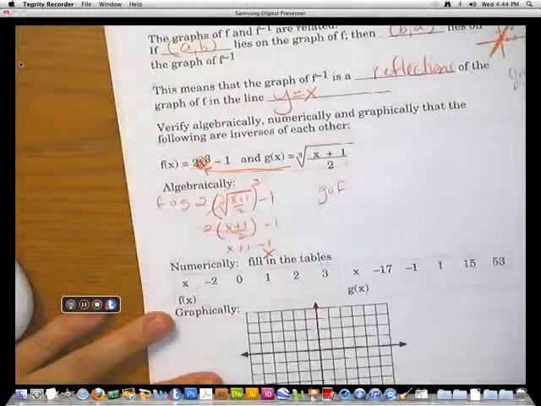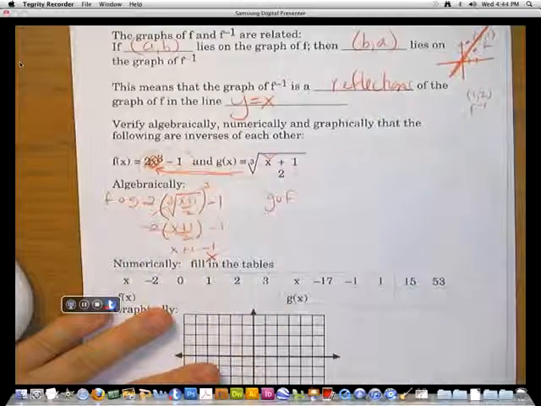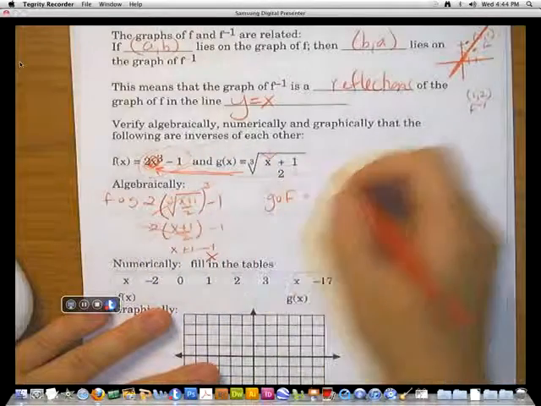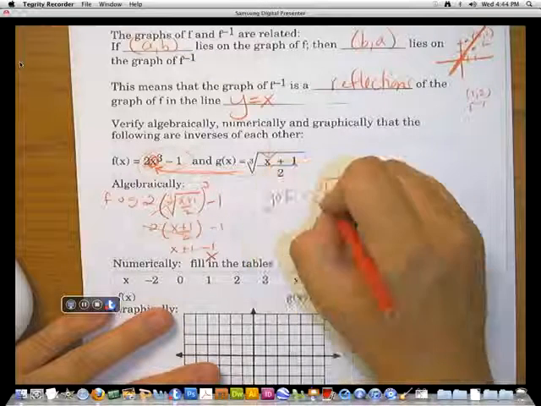So now when I go the other way, g of f, I'm going to put the f equation all into the g. So here I'm going to get the cube root and then replace the x with f.